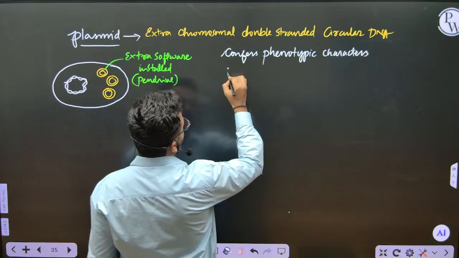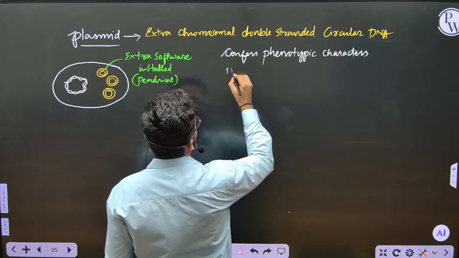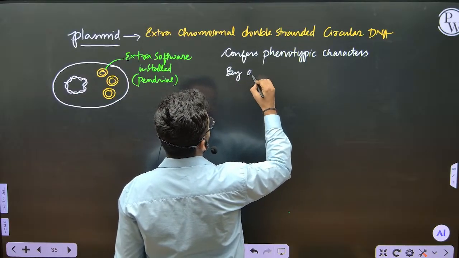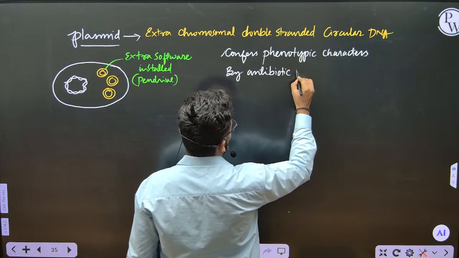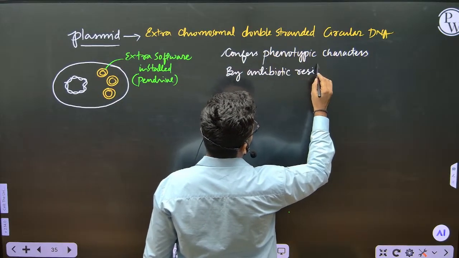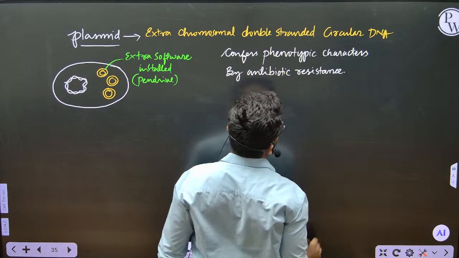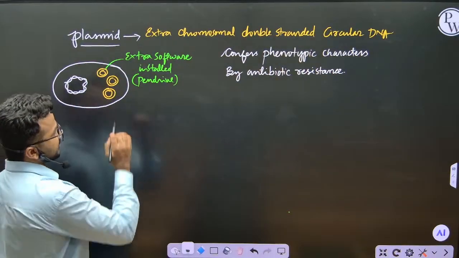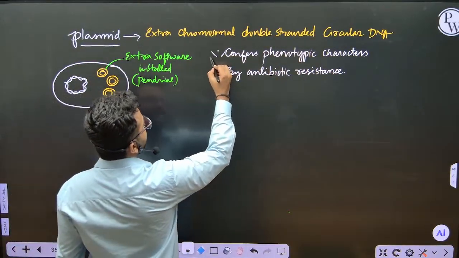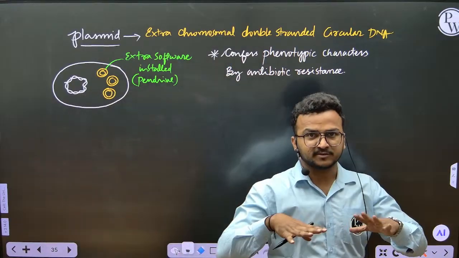So by antibiotic resistance genes there, by providing or by producing antibiotic resistance. And one more case where we will be using this plasmid. So this is in the case of bacteria using it for themselves.